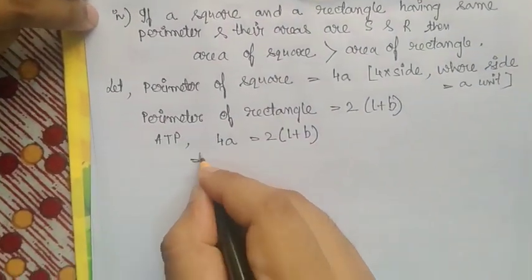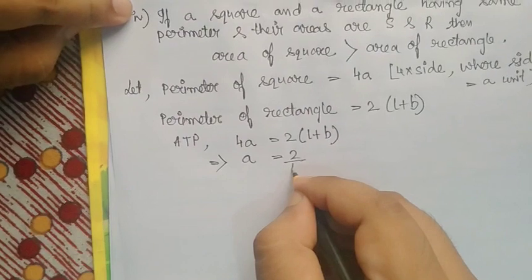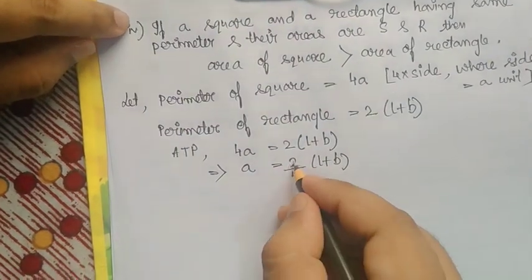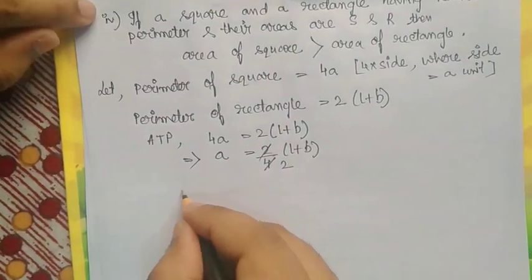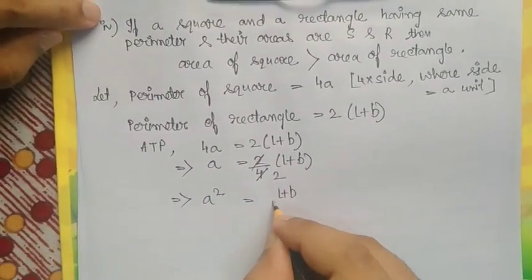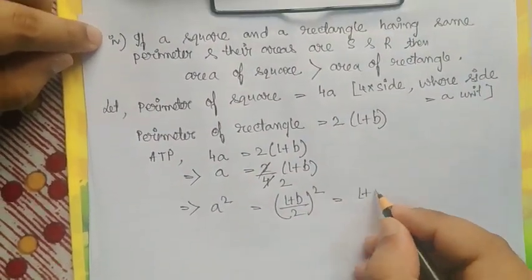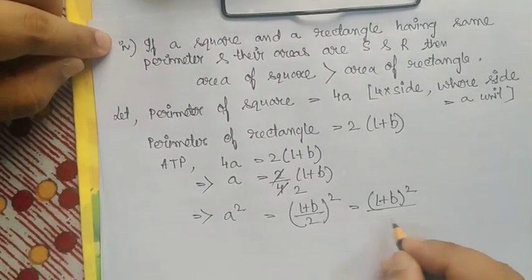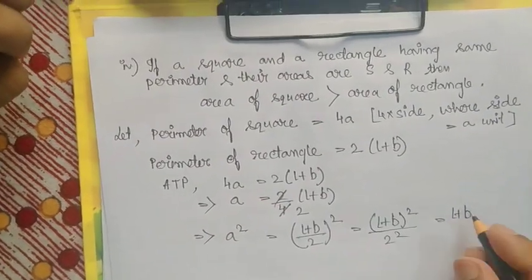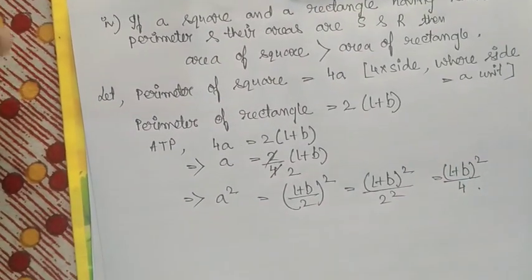and a means 2 by 4 into L plus B, means L plus B by 2, or a square means L plus B by 2 whole square, or we can say that, break that, L plus B whole square by 2 square, or L plus B whole square by 4. We can say that.